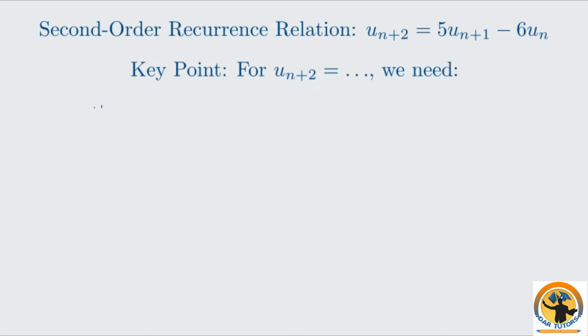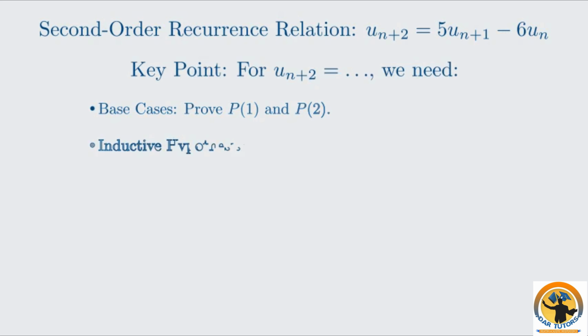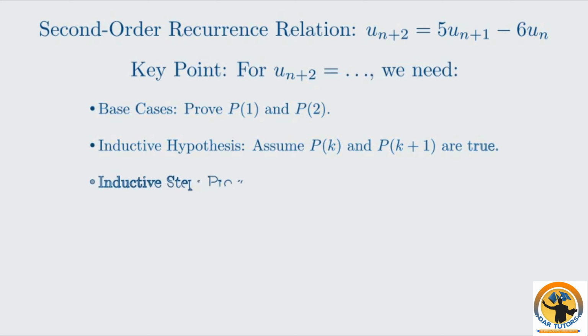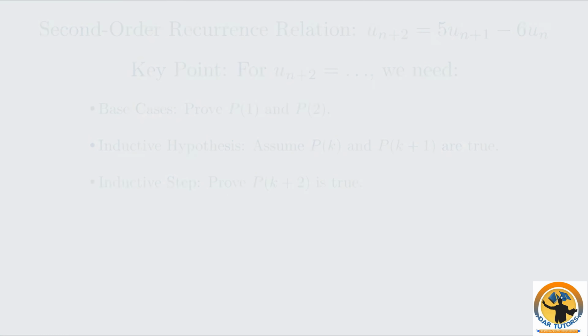When the recurrence relation depends on two previous terms, our induction process needs a slight modification. We must prove two base cases for n equals 1 and n equals 2. Our inductive hypothesis must assume the formula is true for both n equals k and n equals k plus 1. Then, we prove it for n equals k plus 2. Let's work through our third example.